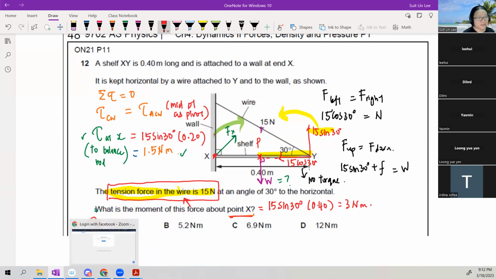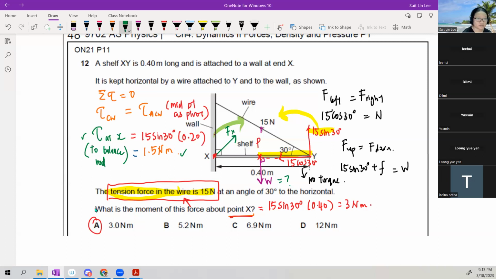Okay. But if they adjust the question a bit and they ask you what is the torque at X to balance the rod to allow it to stay in equilibrium, that is 1.5. I was thinking about equilibrium, so I was making the question a bit more difficult. So basically, I have set the question that I want to set rather than the question that Cambridge is setting. But in any case, if they give you this question and they ask you, hey, what is the torque needed at point X to balance the shelf?